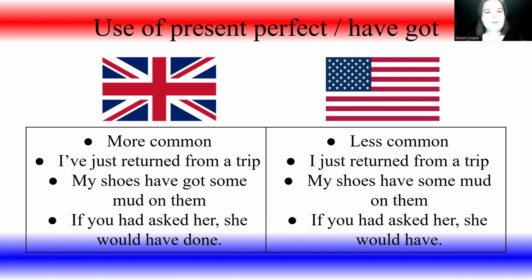If you had asked her, she would have done. This is a particular type of expression, the way that they complete a present perfect structure, right? So she would have done versus in American English where we say she would have. So they tend to insert that done, that past participle, whereas we just leave it off, right?